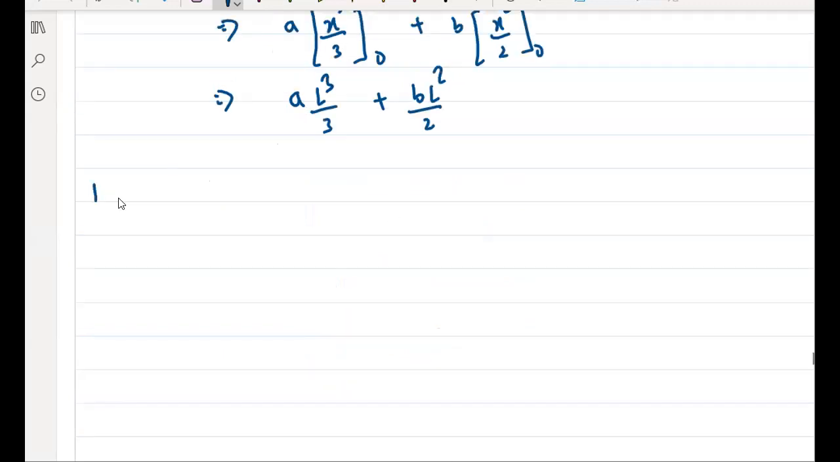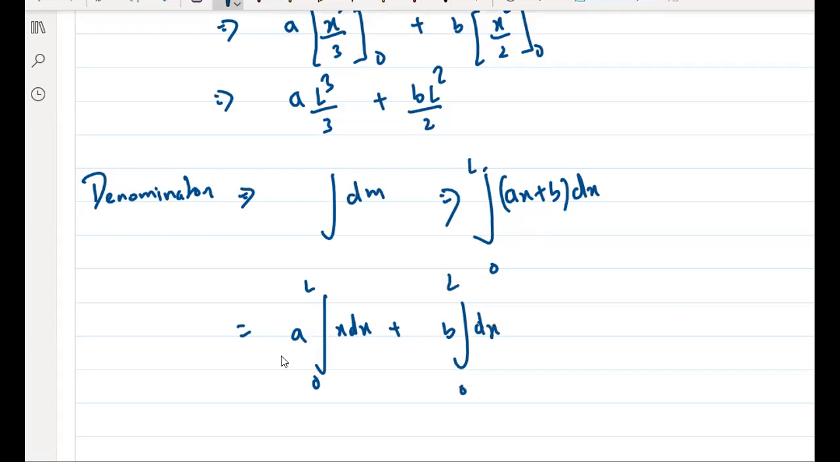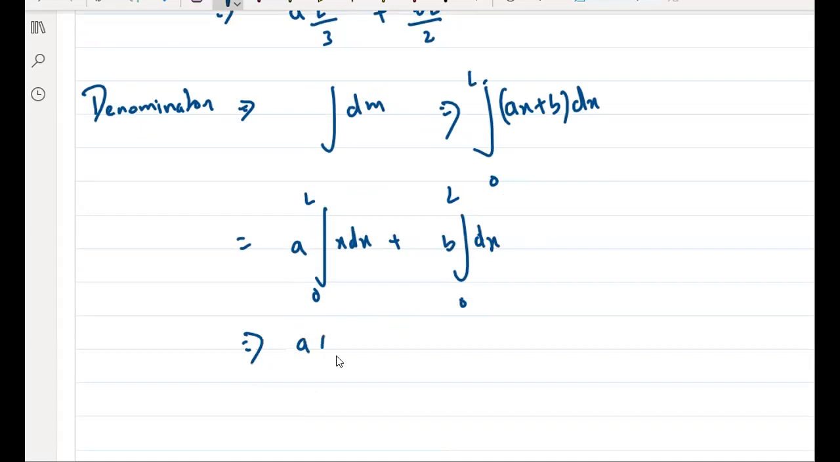Now let's talk about the denominator. Step by step, it's best to find them separately. The denominator is the integration of just dm, which is the integration of ax plus b into dx, as simple as that, from 0 to L. That is a x dx plus b integration of dx from 0 to L, using the first property of integration. So it is a L square by 2 plus bL. I reduced a step here; I hope everyone knows that the integration of dx is x, and putting L gives bL. The integration of x we just saw, L square by 2.